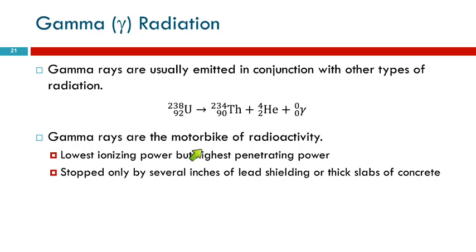What are gamma rays like? They're like motorbikes, motorcycles. So low ionizing power, smash the motorcycle into the brick wall, not going to do much. But high penetrating power. Motorcycles can get through traffic jams, right? You think about a traffic jam on the freeway, and they can drive between all of the stopped cars. They get through really well. So gamma rays can go through lots of stuff. It takes several inches of lead to stop gamma rays, or very thick slabs of concrete. So pretty hard to stop those.